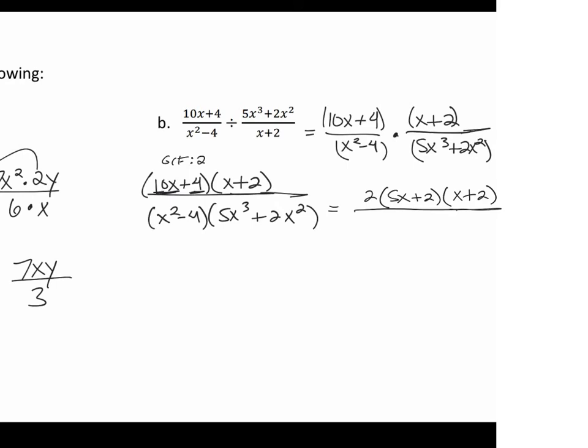So let's go to the denominator now. X squared minus 4 has no common factor, but that is a difference of 2 perfect squares, so we will have sum and difference factors of what's being squared, x and 2. All right. Now, the next factor, is there a common factor for these terms in 5x cubed plus 2x squared? Yes, they have x with the lowest exponent. So I'm going to factor out an x squared.